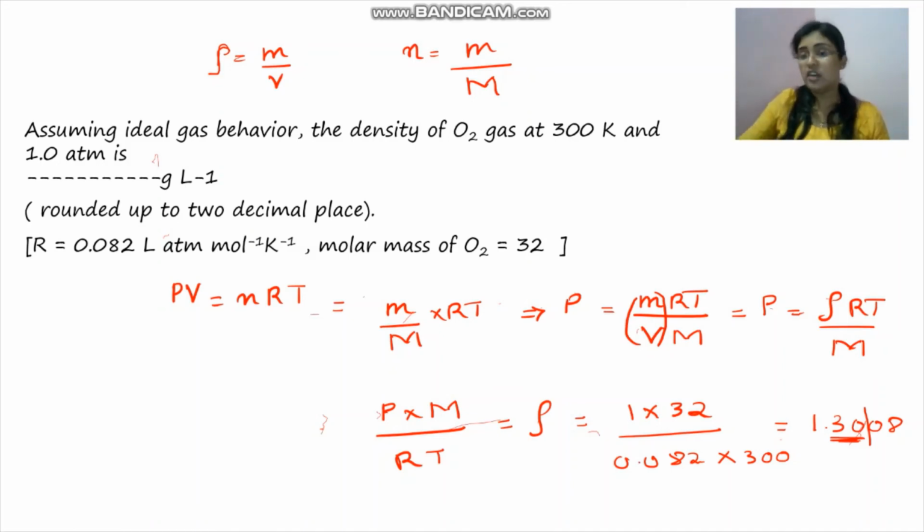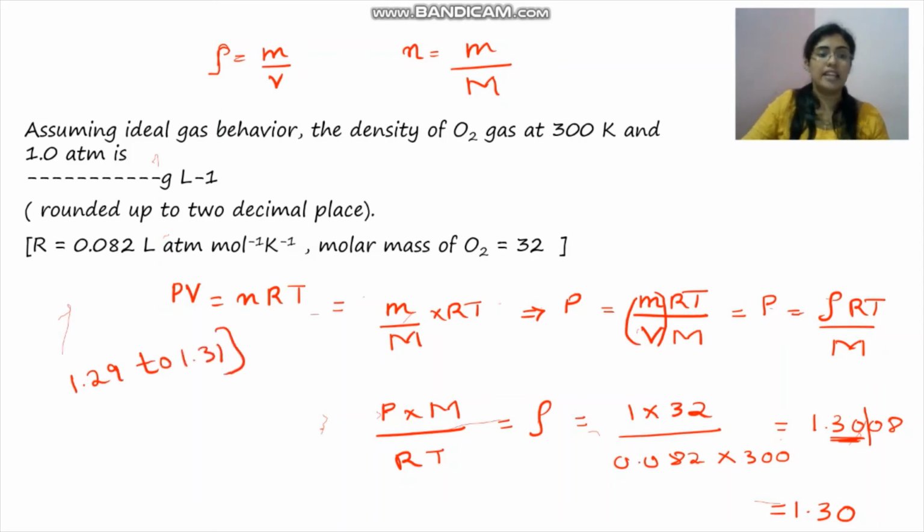So my answer for this would be 1.30. 1.30 is the answer that we get. And in the answer key, the range given was 1.29 to 1.31, and we got our answer in between this range as 1.30. Understood?